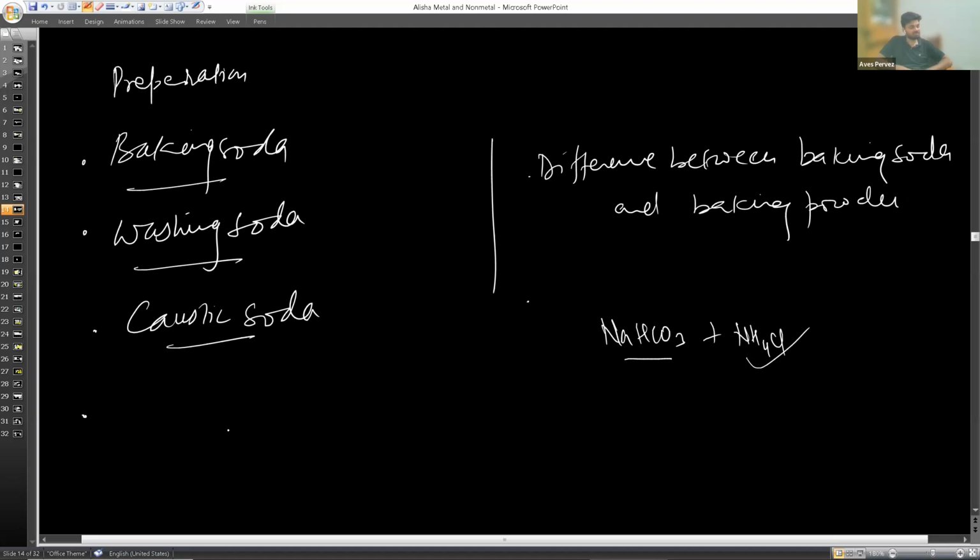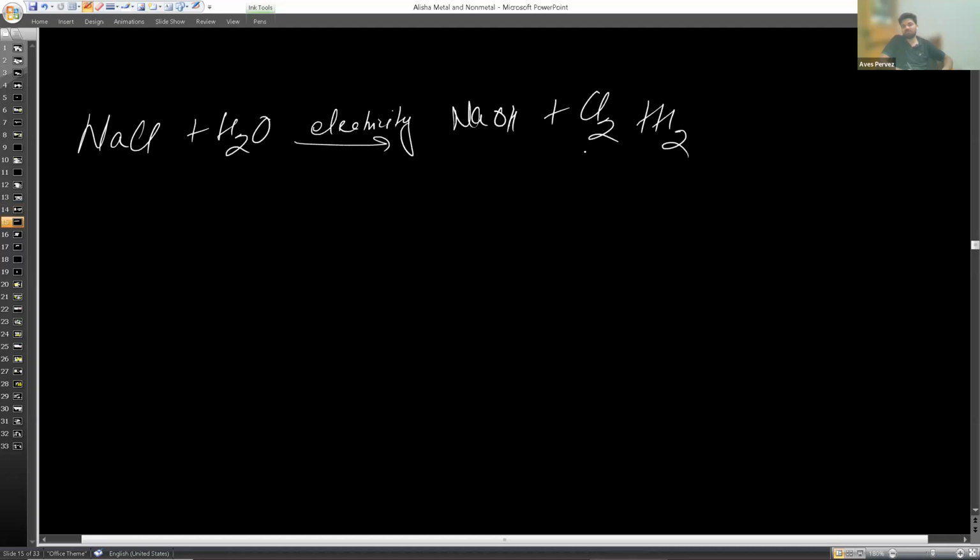When passing electricity through an aqueous solution of sodium chloride, called brine solution, it decomposes to form sodium hydroxide and other products. 2 NaCl plus 2 H2O gives 2 NaOH plus H2 plus Cl2. Yeah, this is very simple. Caustic soda, NaOH: NaCl plus water, when you pass electricity through it, gives you NaOH plus Cl2 plus H2. Cl2 is produced at the anode, and H2 is produced at the cathode.